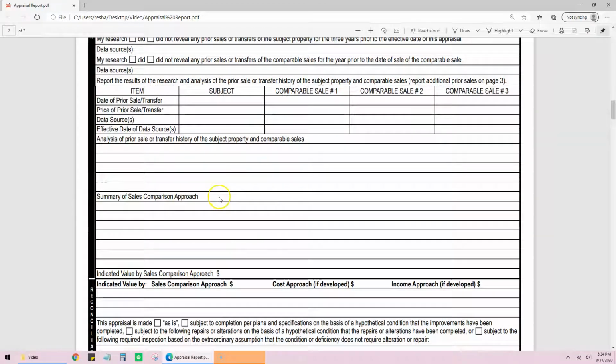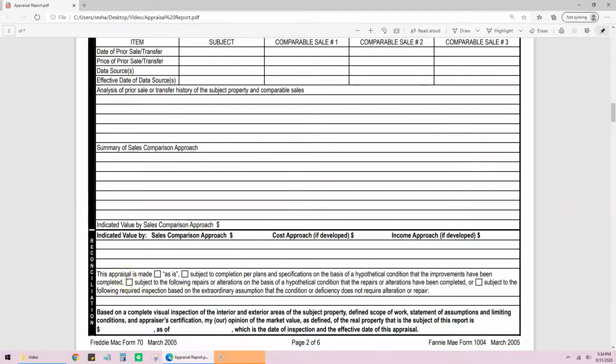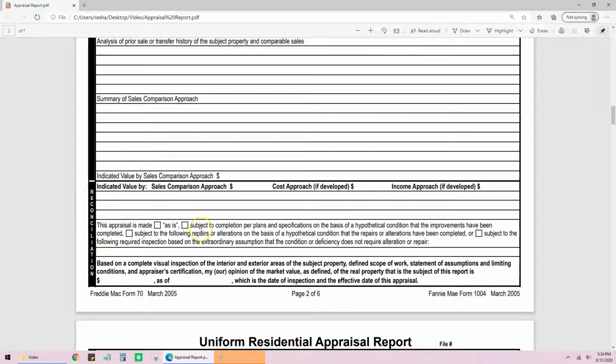Then there will be a summary and the value. So this is the important part. This is where you find it. This is going to be on page 2. Where do you find the value? Because you need to know this, because when you actually receive the report, you need to know where to look at value. So the value is going to be in the reconciliation section.